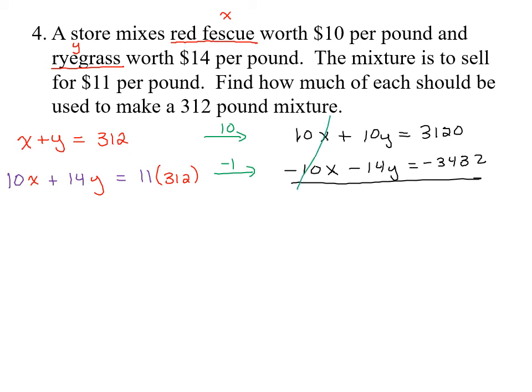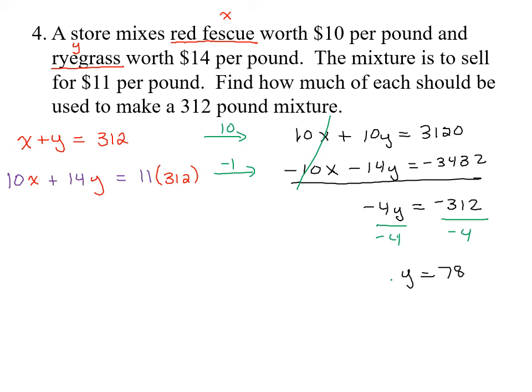My x's cancel, so I'll get a negative 4y, and I'll get the 3120 minus the 3432, gives me negative 312. Then I divide by the negative 4 on both sides. By the way, keep in mind, you can use a little bit of logic here. It's not possible to get a negative value on here. So if you get a negative value, that's bad. So your y comes out to be 78.